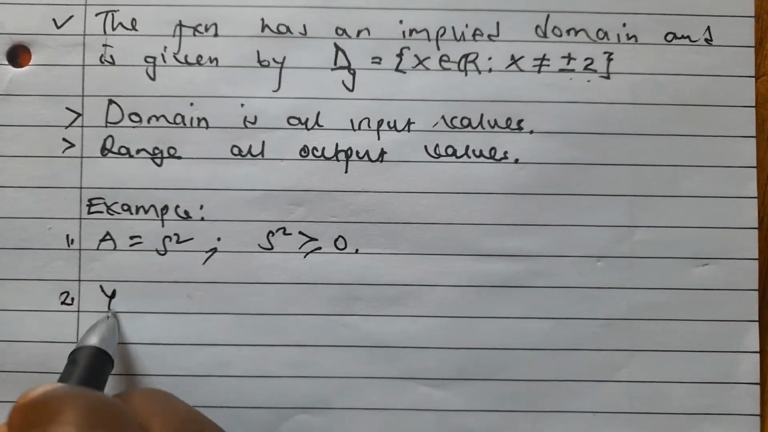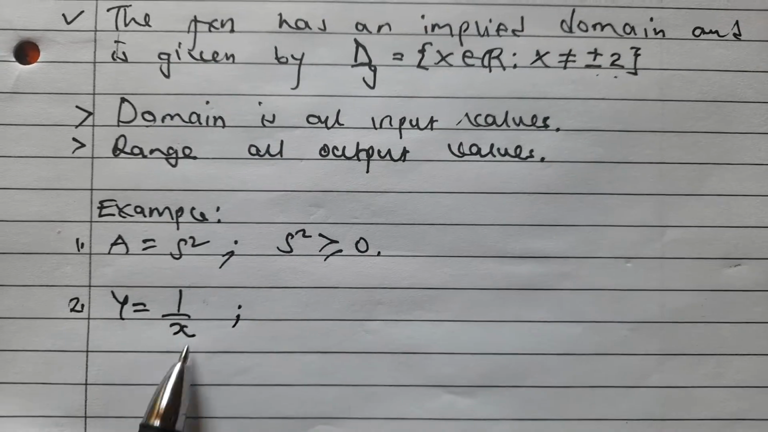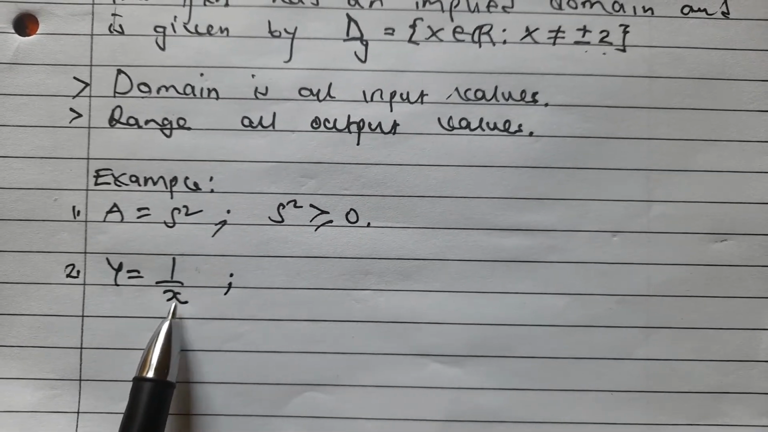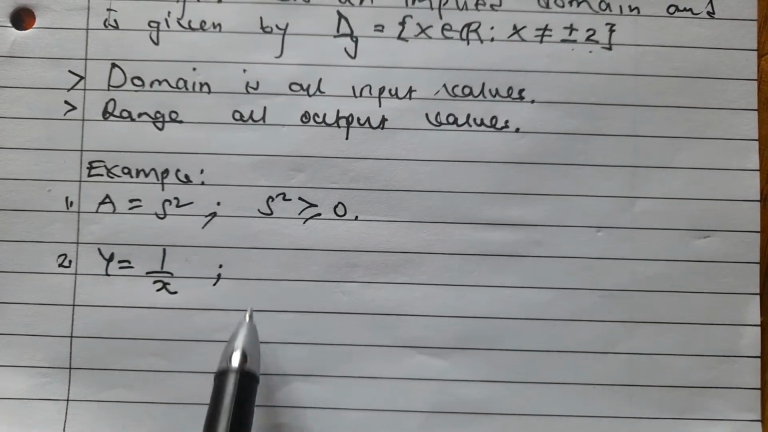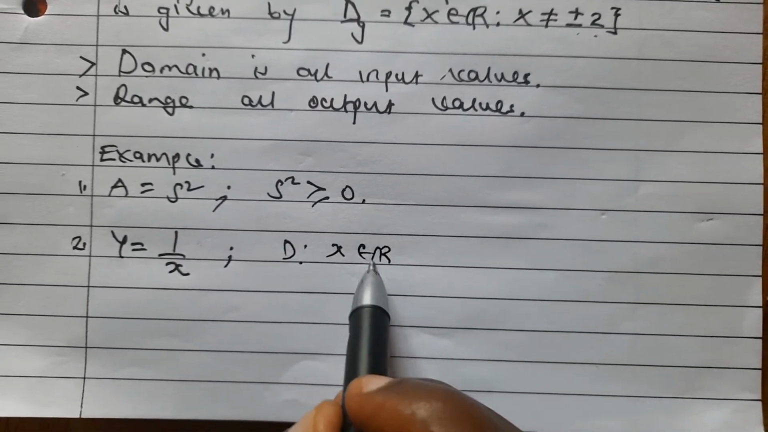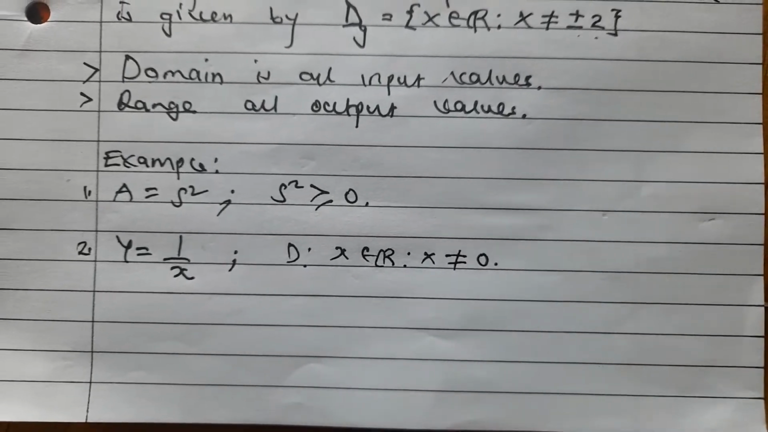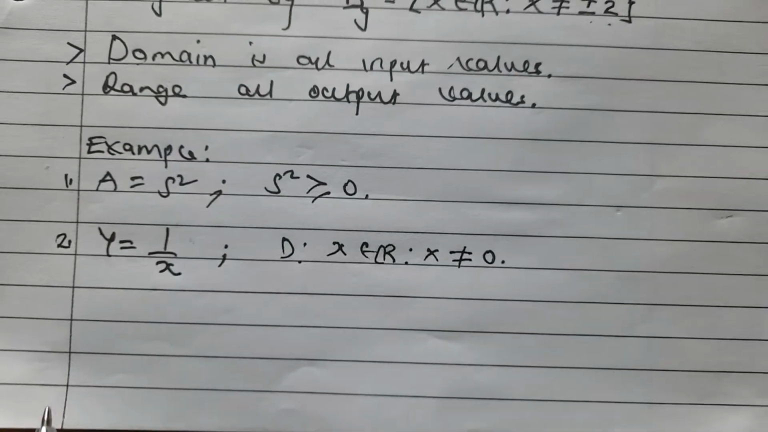Suppose I have a function y is equal to 1 over x. You realize this function will be defined for all real numbers x except when x is equal to 0. So the domain will be such that x is in real numbers, all real numbers, such that this x is not equal to 0. So this is the domain of this function.